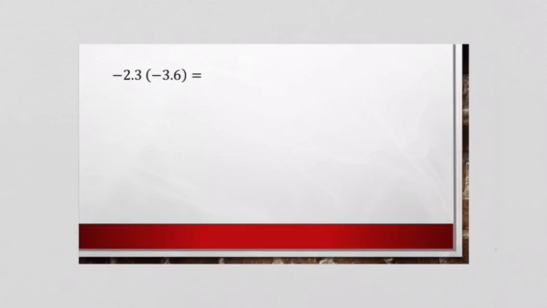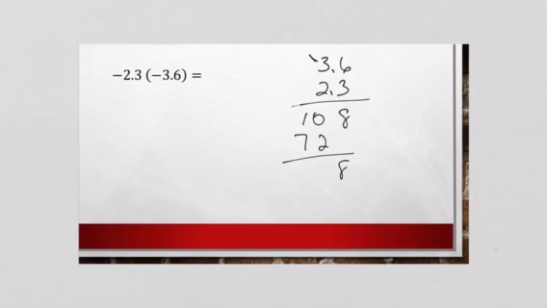Okay, what do we do on this one? Well, it's a negative times a negative, so our answer will be positive. Now, when we multiply, we do 3.6 and 2.3. I use the commutative property and switch them around a little bit there. So we're going to go 6 times 3 is 18, carry my 1. 3 times 3 is 9, plus 1 is 10. 2 times 6 is 12, carry my 1. 2 times 3 is 6, plus 1 is 7. And on this one, we get an answer of 828.